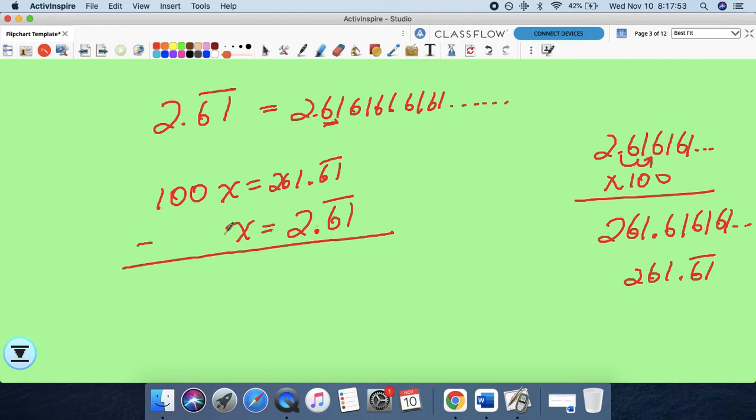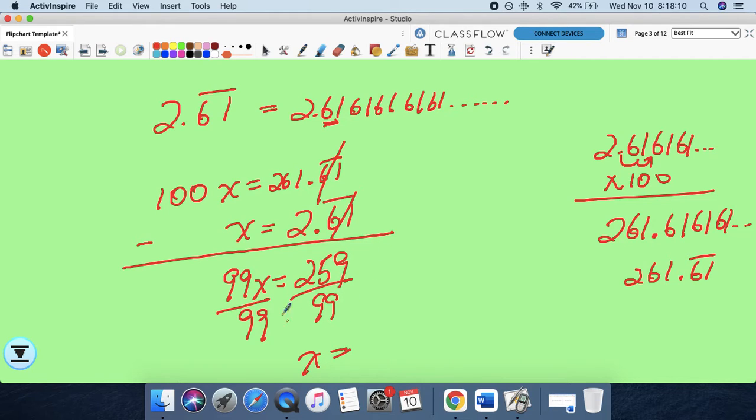So 100 times x is 100x, and 261.61 with bar notation on the other side. If I subtract, look what happens. 100x minus x is 99x. The repeating part becomes 0, and 261 minus 2 is 259. When you divide by 99, x equals 259 over 99, so this goes away. That equals 260 over 99, or we can simplify it even a little bit more. It'd be 220 over 33. Final answer.